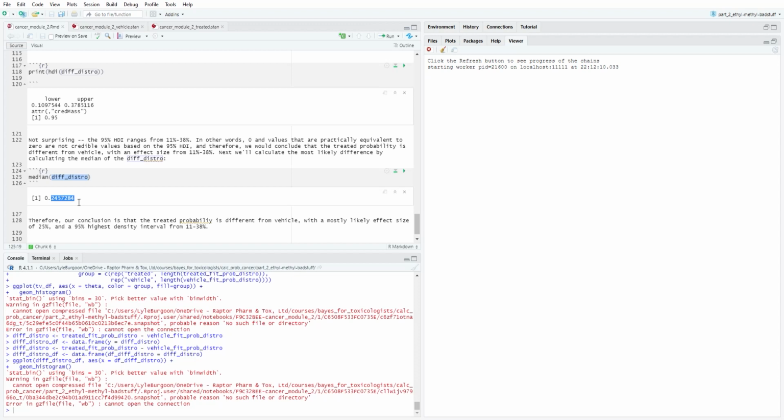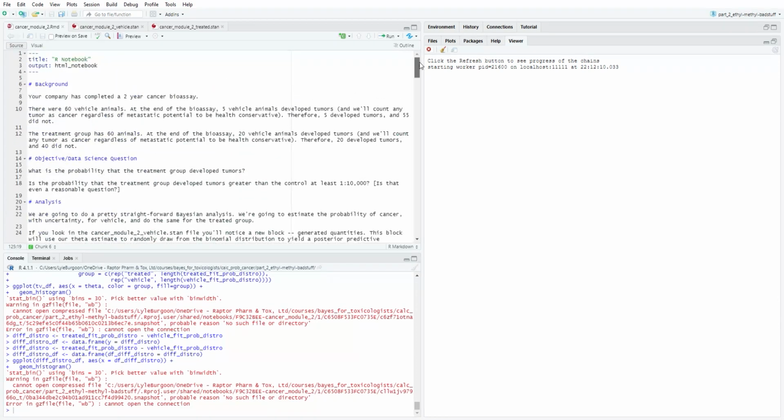based on the models. But there's a very large but. We are only looking at one study. We are only looking at one study of 60 animals. If we had more studies, if we had more animals, we would have much, much more confidence in our results.